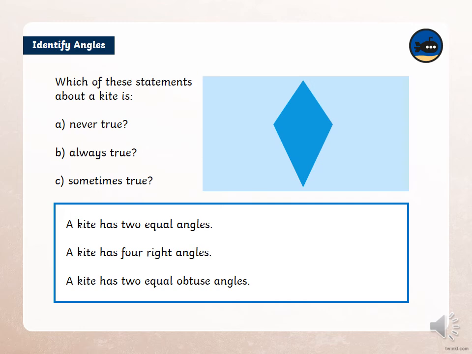So let's look at these statements. Which of these statements about a kite is never true, always true, or sometimes true? A kite has 2 equal angles. Is it A, B, or C? You can write on a piece of paper or just shout it out. A kite has 4 right angles. A, B, or C? And a kite has equal obtuse angles.